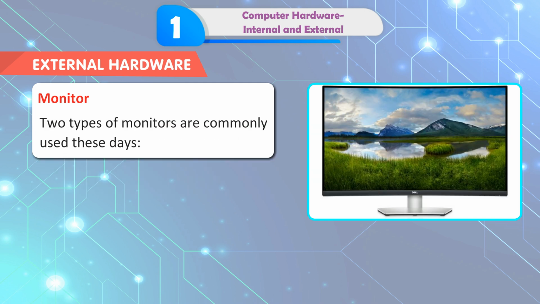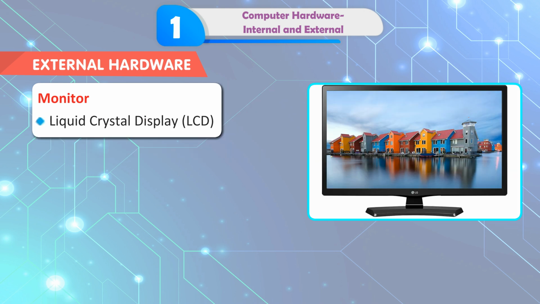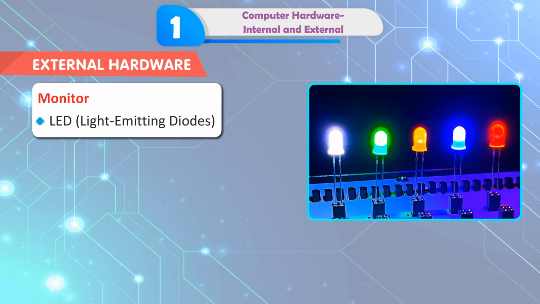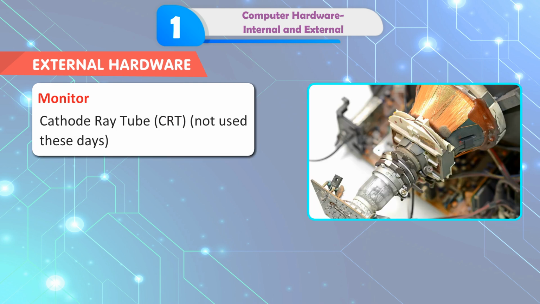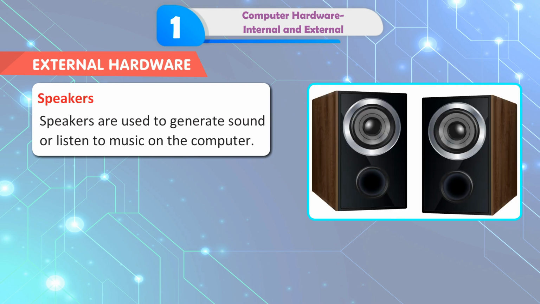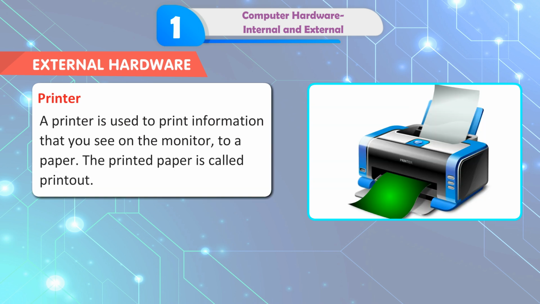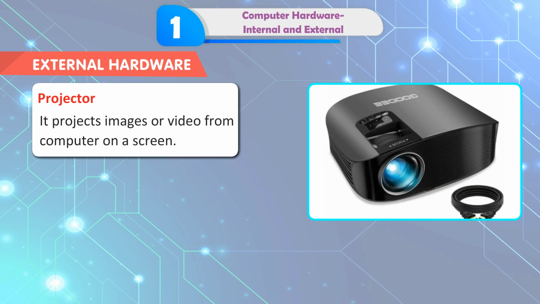Two types of monitors are commonly used these days: liquid crystal display (LCD) and light emitting diode (LED). Cathode ray tube (CRT) is not used these days. Speakers are used to generate sound or listen to music on the computer. Printer. A printer is used to print information that you see on the monitor onto paper. The printed paper is called printout. Projector. It projects images or video from the computer.